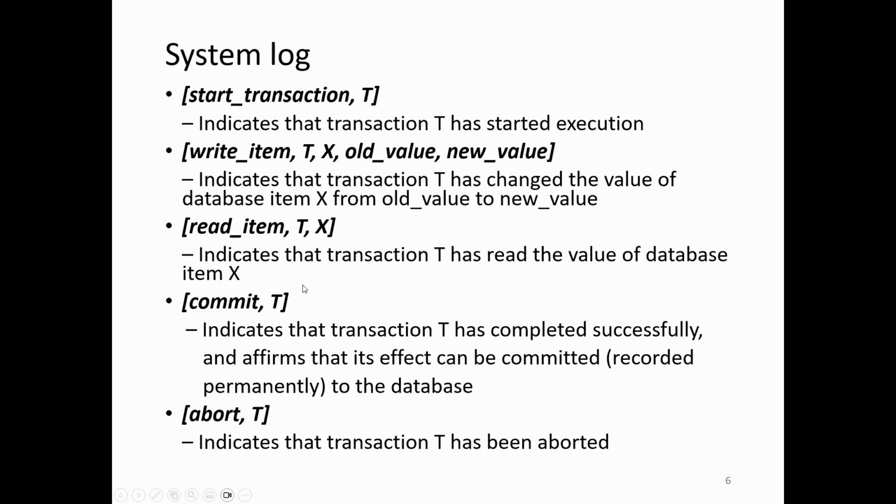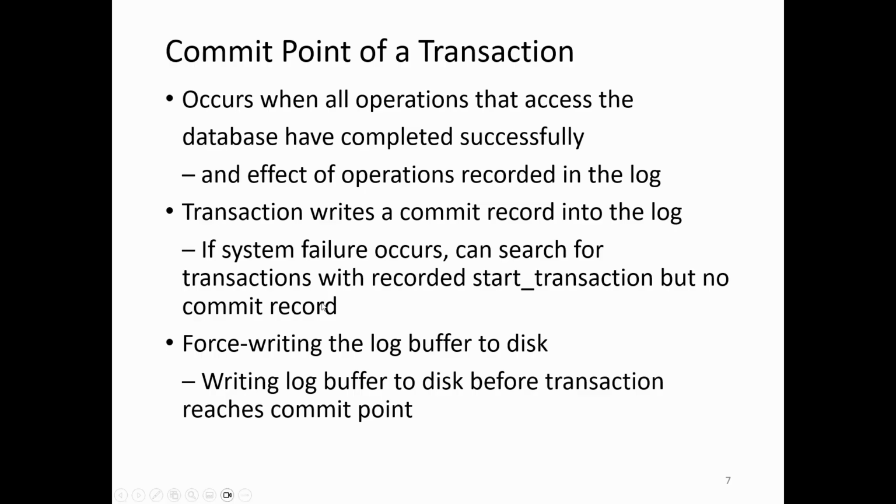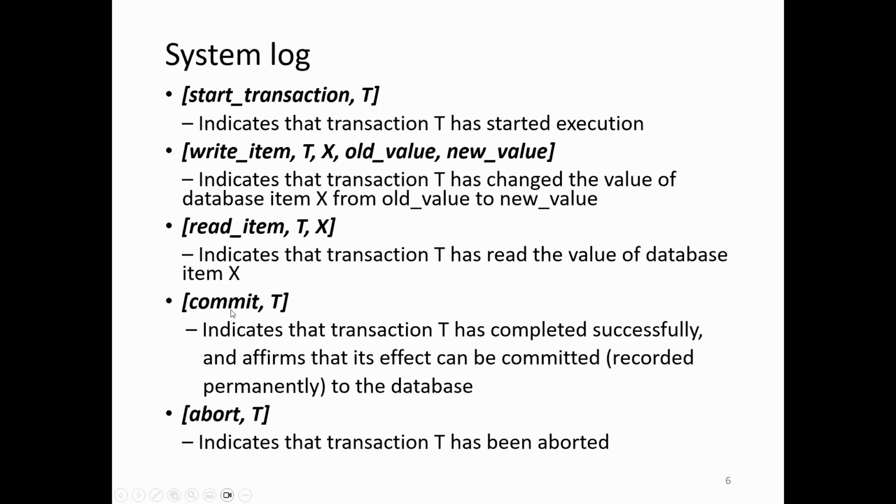Commit T is appended to the system log after this commit point. If you want the database to save modifications permanently, that will occur at that commit point. So with this commit, the log is also updated with this commit T entry.